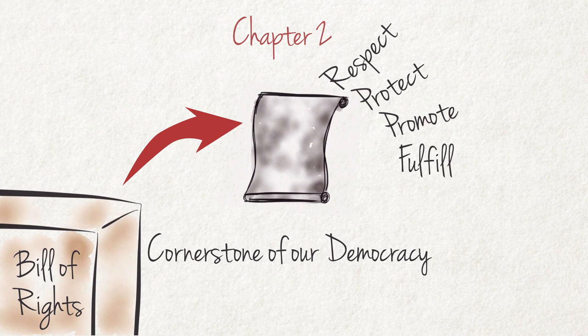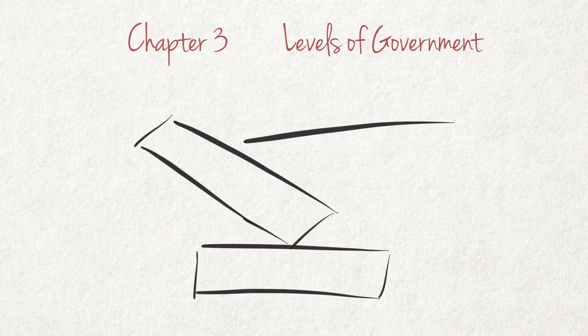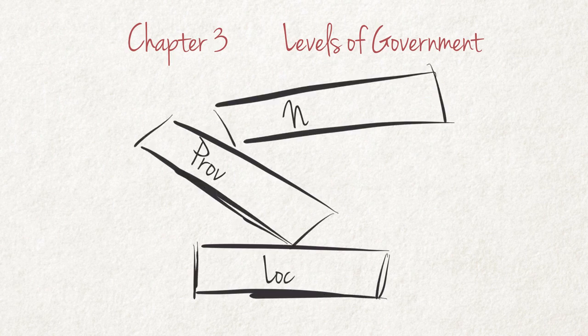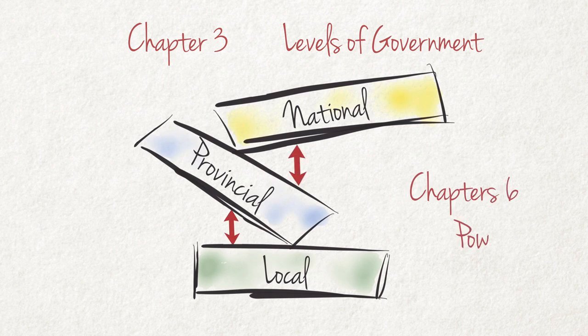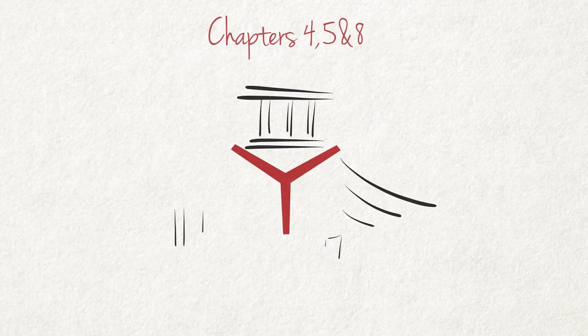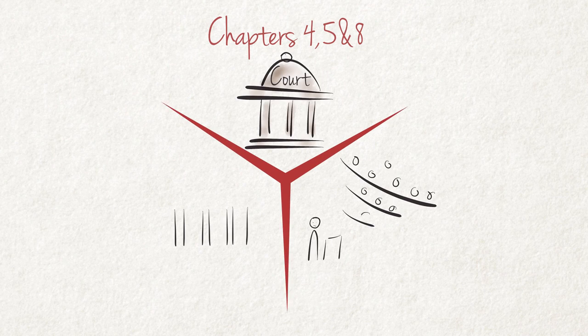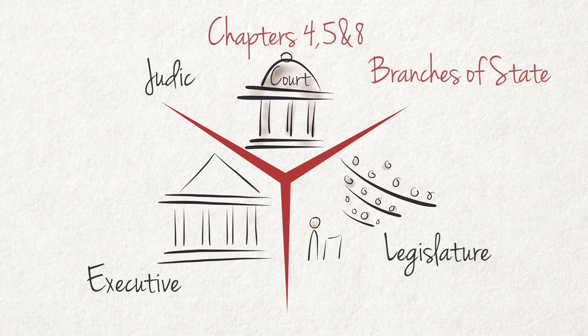Chapter 3 directs the different levels of government at national, provincial, and local levels to work together and explains how this must be done. Related chapters 6 and 7 set out the powers and functions of provincial and local government and explain how they must function. Chapters 4, 5, and 8 lay out the structure, roles, and responsibilities of the three branches of the state, being the executive, the legislature, and the judiciary.